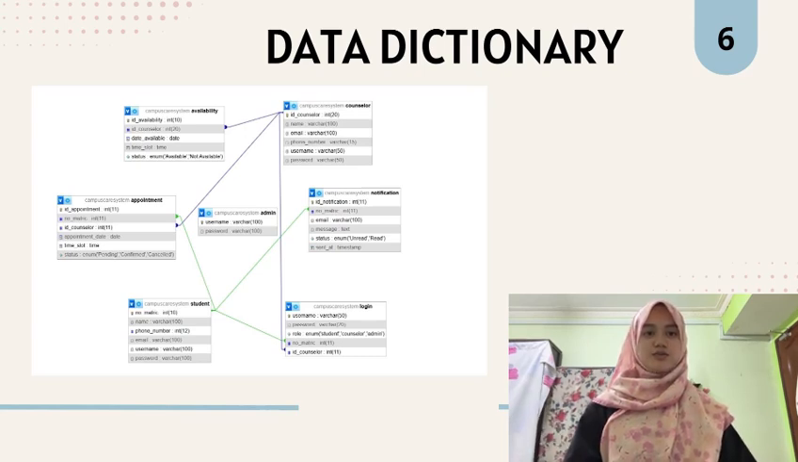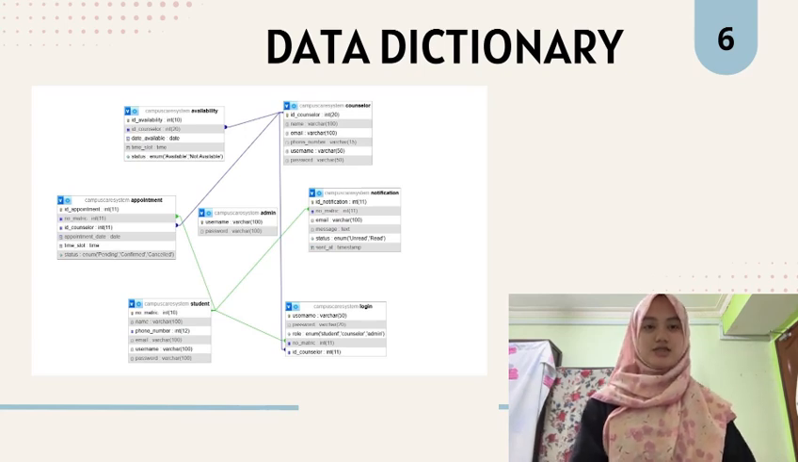Next is appointment, which will track appointments, linking students via metric number and counselors via ID counselor with details like date, time, and status. The next table is availability, which manages counselors' availability dates and time slots, indicating if they are available or not available. Next is admin, which contains admin login credentials for managing the system.